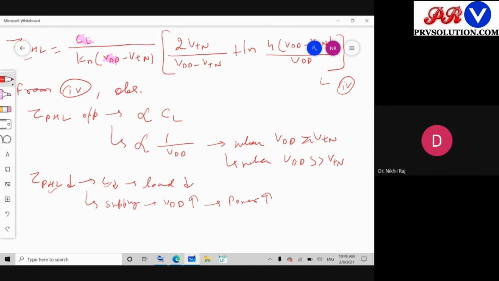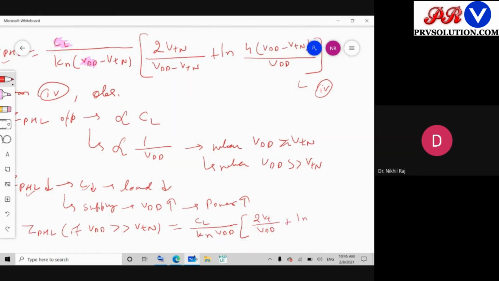if you look at the TPHL equation, if VDD is far greater than VTN, then what happens to the equation? It will change to VCL by KN. VDD minus VTN will result in VDD, and inside, 2 VT by VDD minus VT will also be 2 VT by VDD, which is nothing but again VDD here, plus ln of, and this will give me some constant factor. VDD by VDD means 4, so ln of 4 will come here.